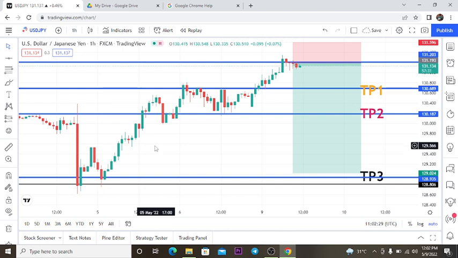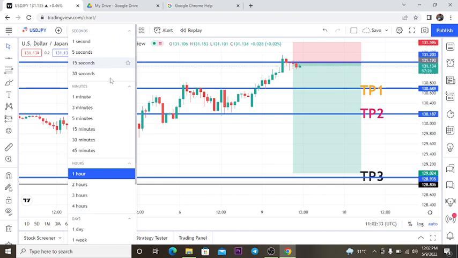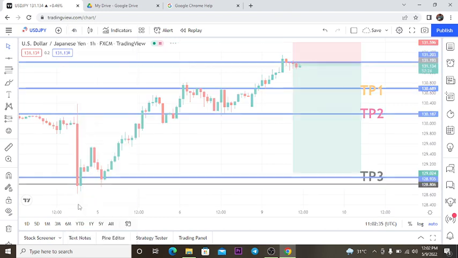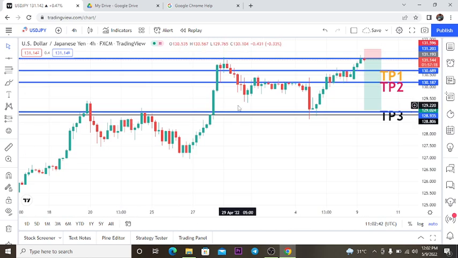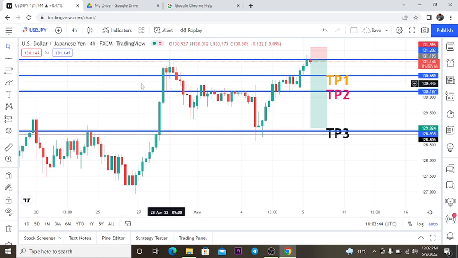Now this analysis is very simple, guys. What I need to do is just go to the 4 hours time frame. On the 4 hours time frame, you can see what is happening here. Our price tested this particular level. You can see this level.